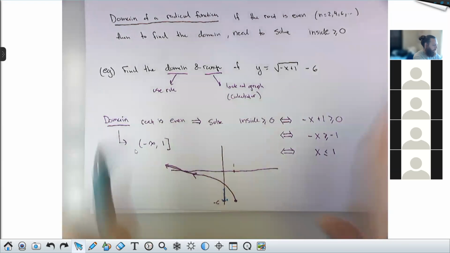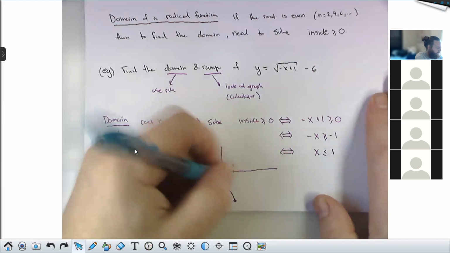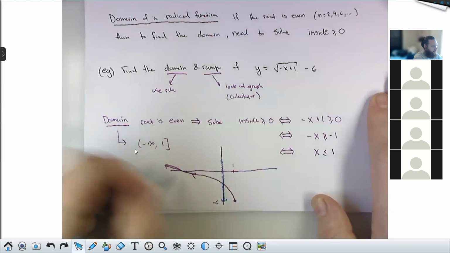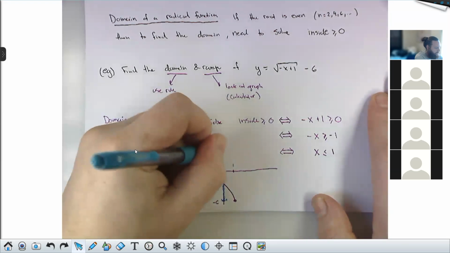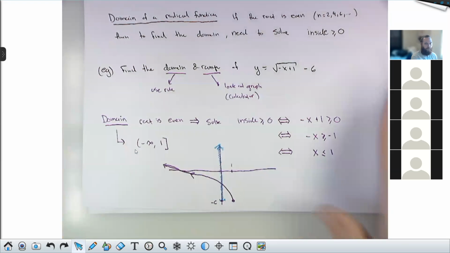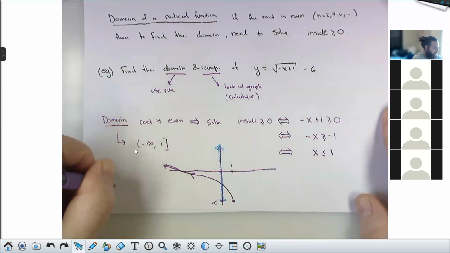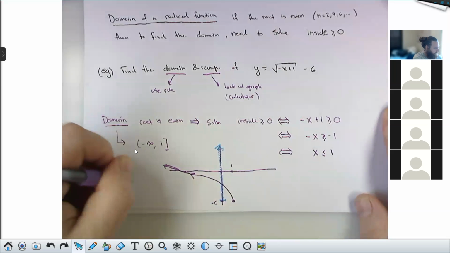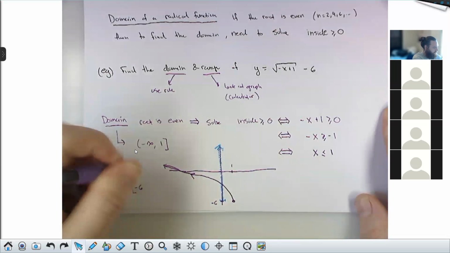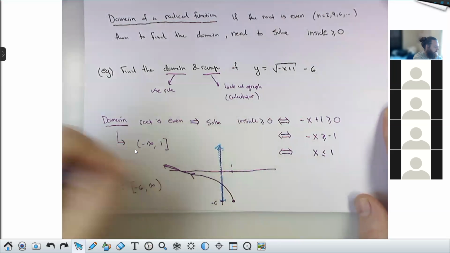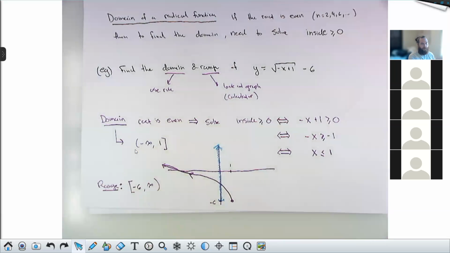all these y values. Remember, we play the swooshing game. You swoosh the graph onto the y-axis. And because this piece does go up and up and up forever, the range will go up and up and up forever. So the range would be the interval from -6 all the way up to infinity. And that's it. So your domain and your range.